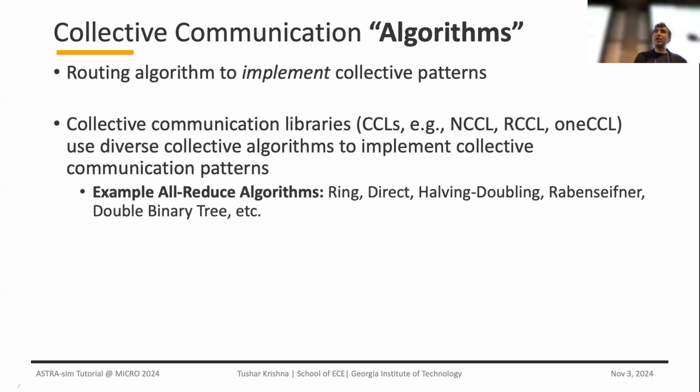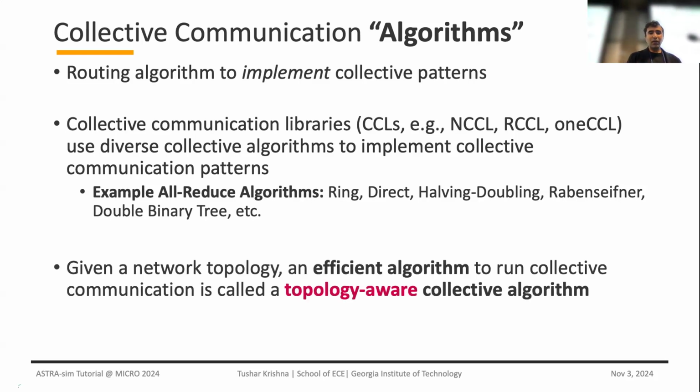And so there exist collective communication libraries or CCLs, the most popular ones being NCCL from NVIDIA, there's RCCL from AMD, oneCCL. There's also libraries like Microsoft's MSCCL that basically have diverse collective communication algorithms implemented for these patterns, right? So we often think of these as more like textbook algorithms: ring, direct, halving, doubling, and so on. And I'll give some examples. And so the interesting thing is, given a specific network topology, an efficient algorithm exists to run that collective pattern. And that's called a topology-aware collective algorithm.